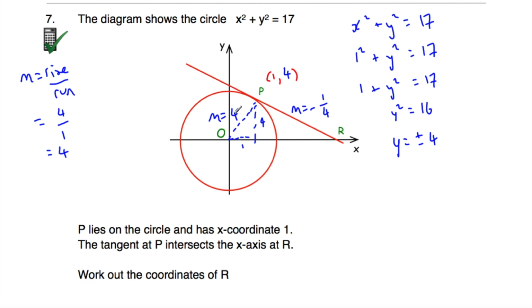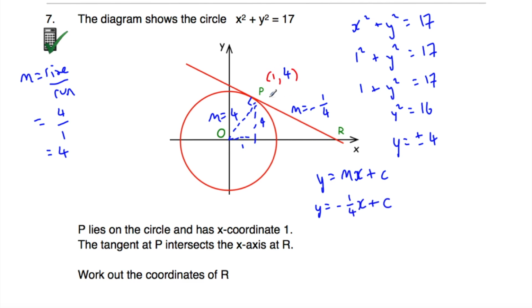And let's just check that. 4 times -1/4 is -1, so that works. Okay, so we know the gradient of the tangent is -1/4 because we know the two lines are perpendicular to each other, and so we've done the negative reciprocal of that gradient, and we find the gradient of the tangent. So now the tangent is in the form y equals mx plus c, and the gradient of the tangent is -1/4, so y equals -1/4 x plus c.